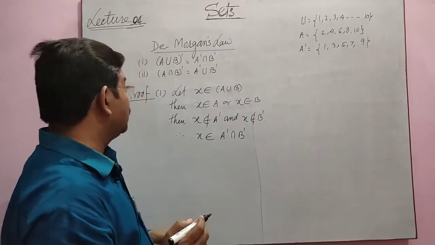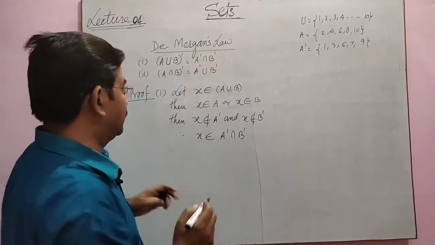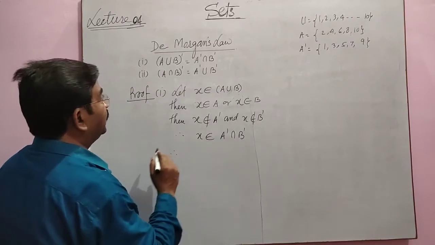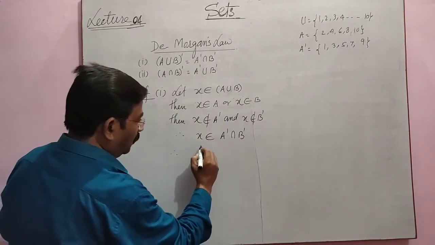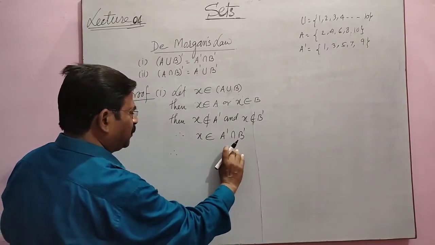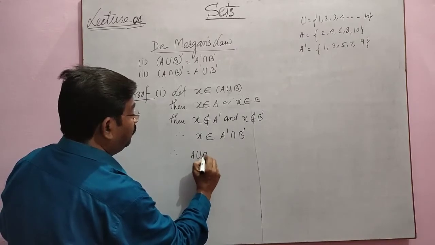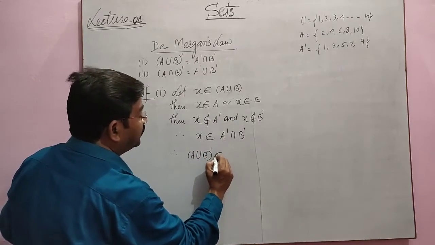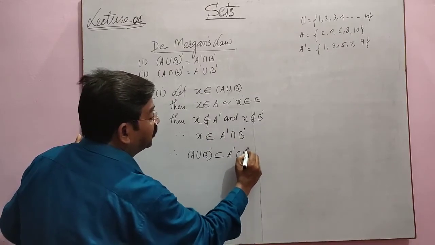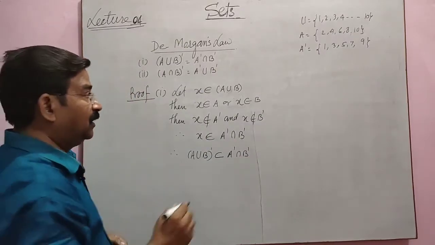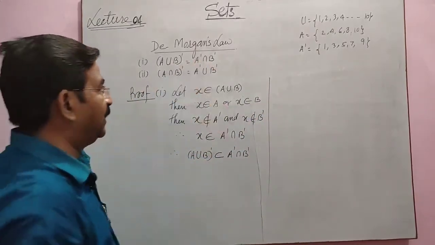Got it? It means you can say that this one is a subset of this. Therefore you can say like this. This is the right hand side. You can leave this much, or you can say A union B complement is a subset of A dash intersection B dash. Now leave this. Now in the right side, we are coming to this side.